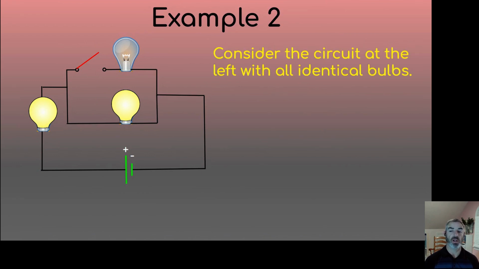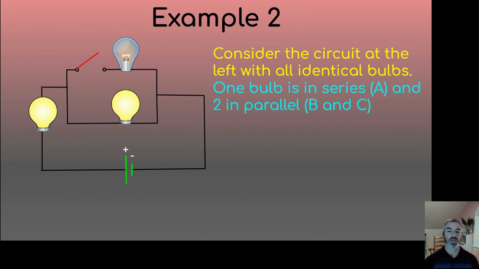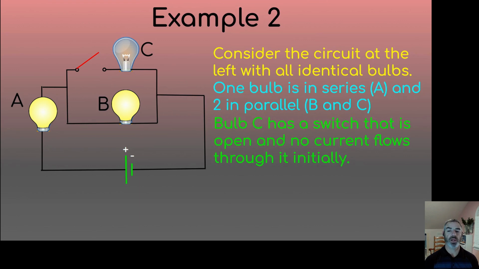That's key, is that they're all identical. So we've got one bulb that's in series, that's going to be labeled A, and we have two that are in parallel, we'll label those B and C. Bulb C has a switch open and no current is initially flowing through it.